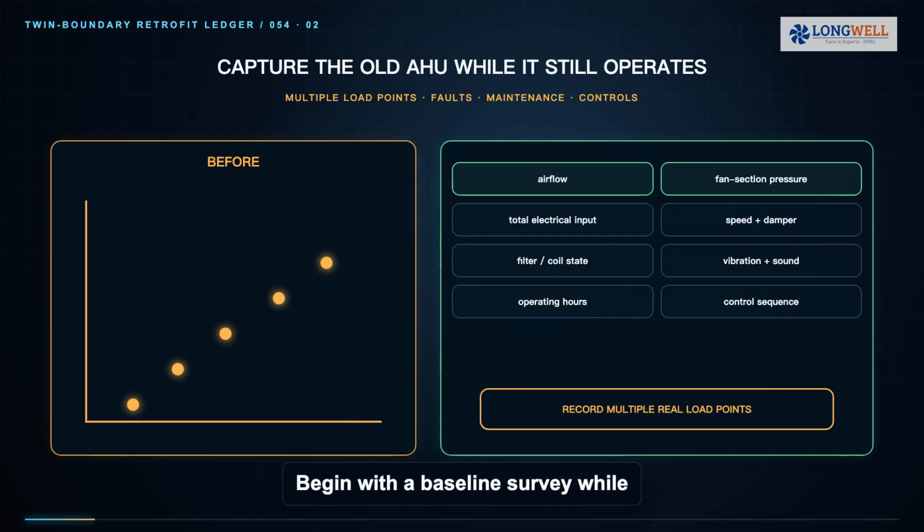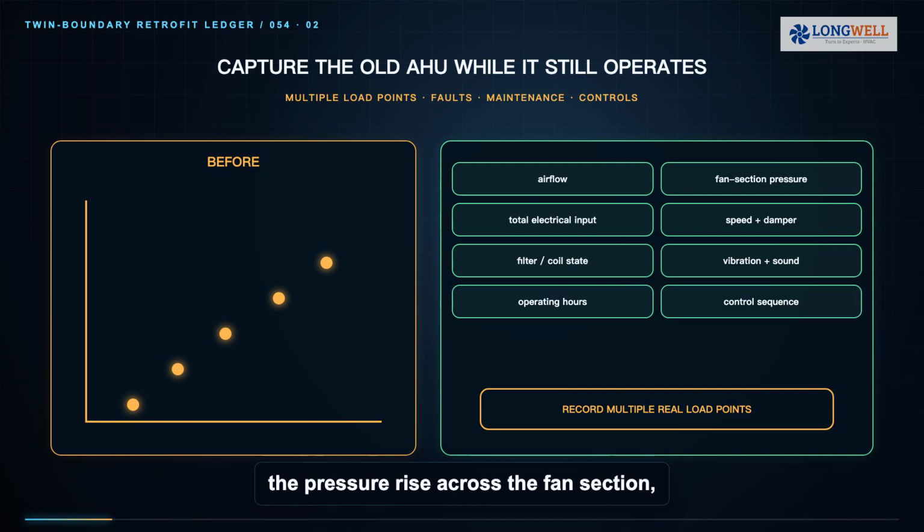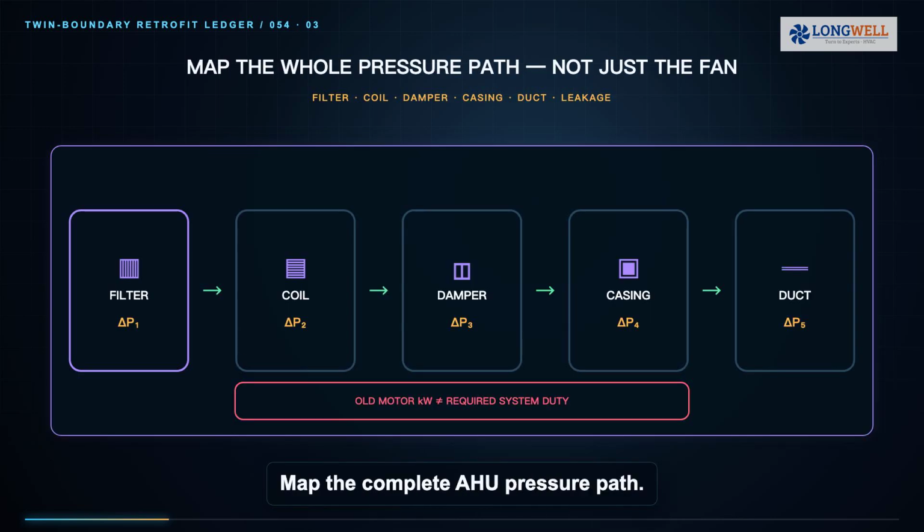Begin with a baseline survey while the existing AHU is still operating. Record supply airflow, the pressure rise across the fan section, fan and motor input power, speed, damper position, filter pressure drop, coil condition, belt and sheath condition, vibration, sound, operating hours and control sequence. Capture several normal load points, not only a single full-speed snapshot. Also document faults and maintenance work, because poor belts or a blocked filter must not be credited as permanent EC savings.